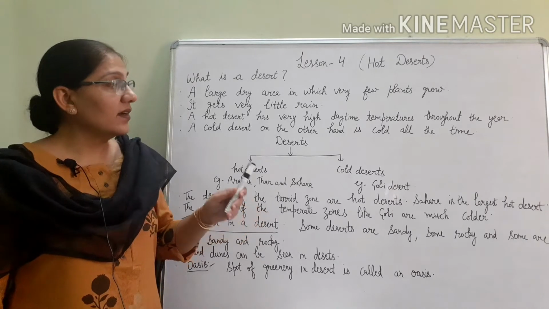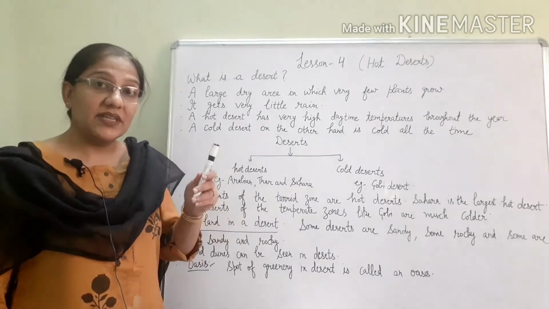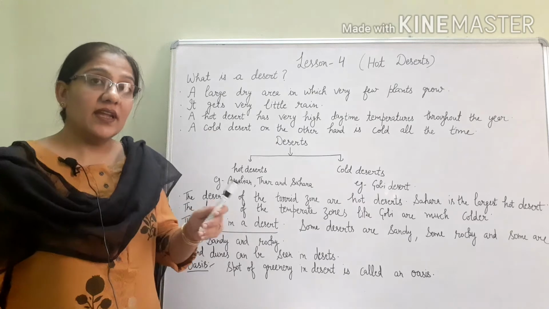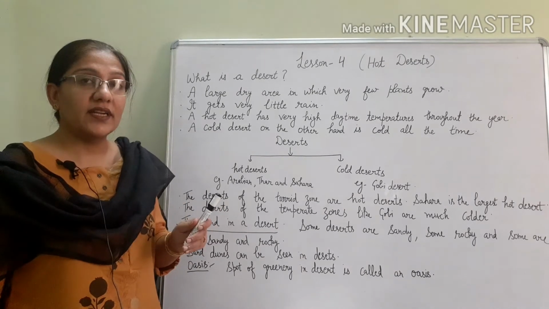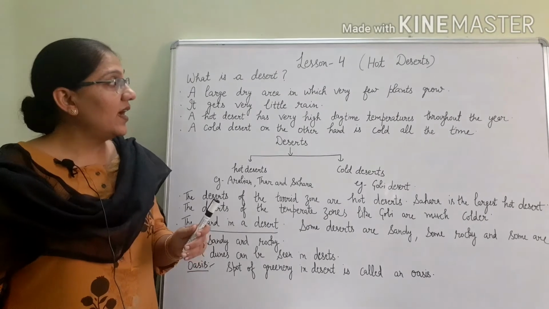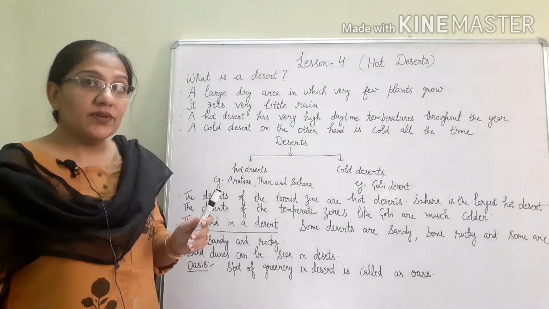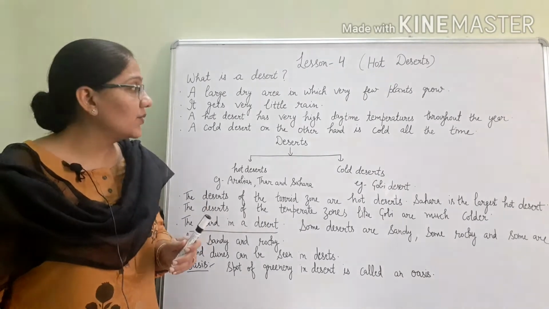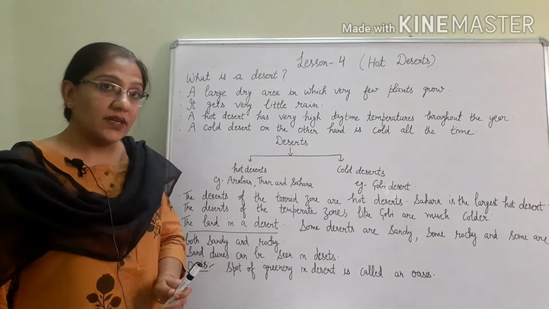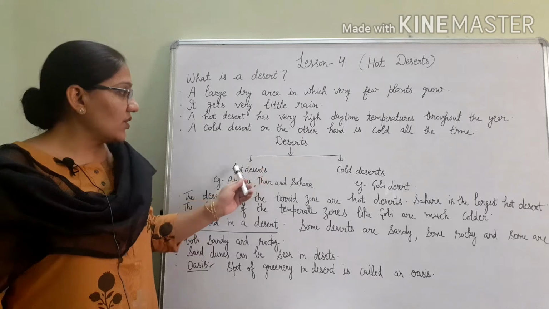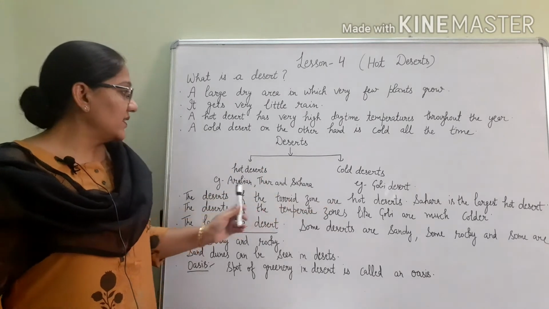There is a great temperature variation between day and night in the deserts. Days are very hot, with very high temperatures, and nights are very cold, sometimes freezingly cold. A cold desert, on the other hand, is cold all the time. So, hot deserts and cold deserts.